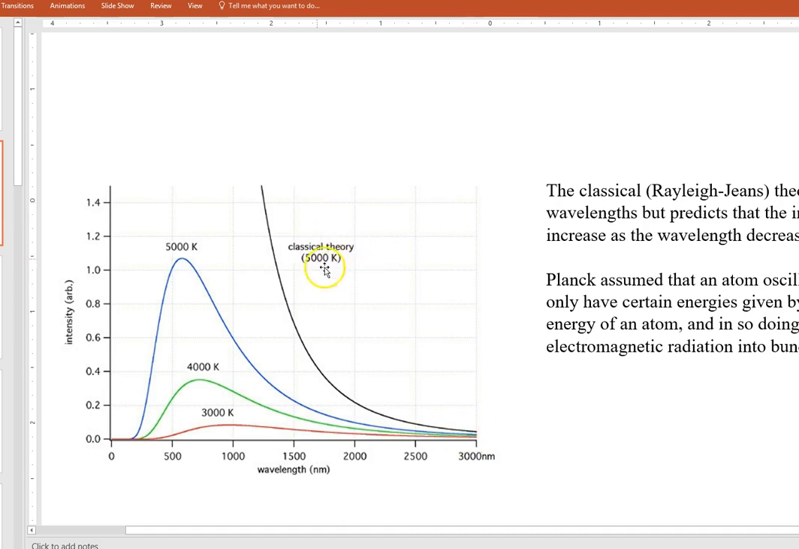This is their derived result, known as the Rayleigh-Jeans law. This curve, this predicted curve, I'm calling it here classical theory, the old theory. But you can see what happens. This is at 5,000 K.